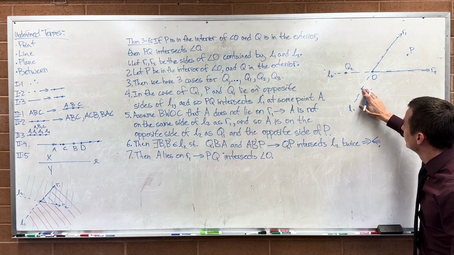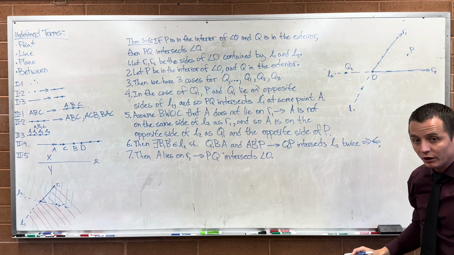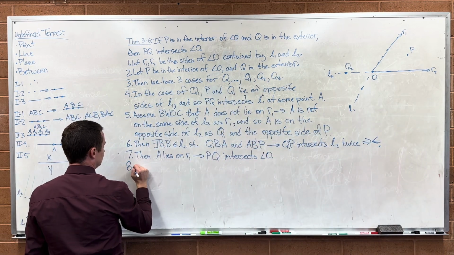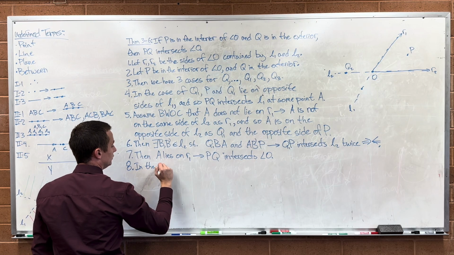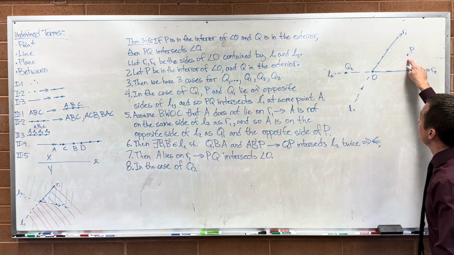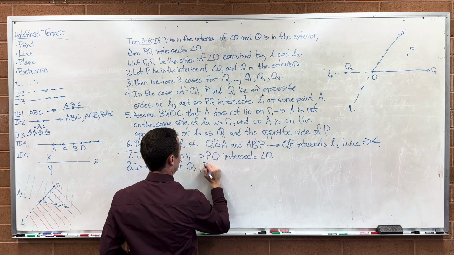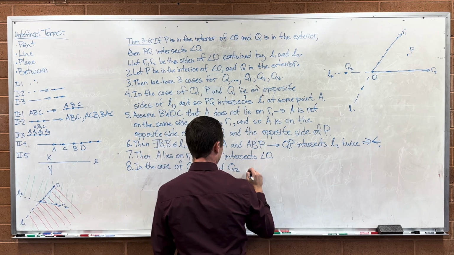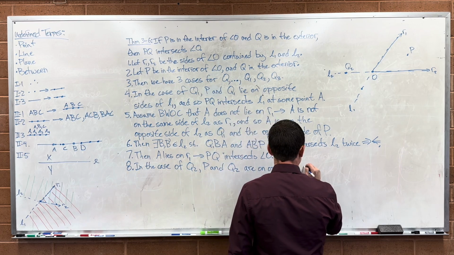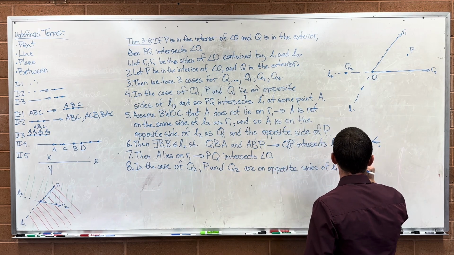We're just going to handle this case. I know that P and Q2 are on opposite sides of one of the lines, and Q2 lies exactly on one of the other lines. Right? Okay. In the case of Q2, I know that P and Q2 are on opposite sides of line L1, and so the segment intersects it.